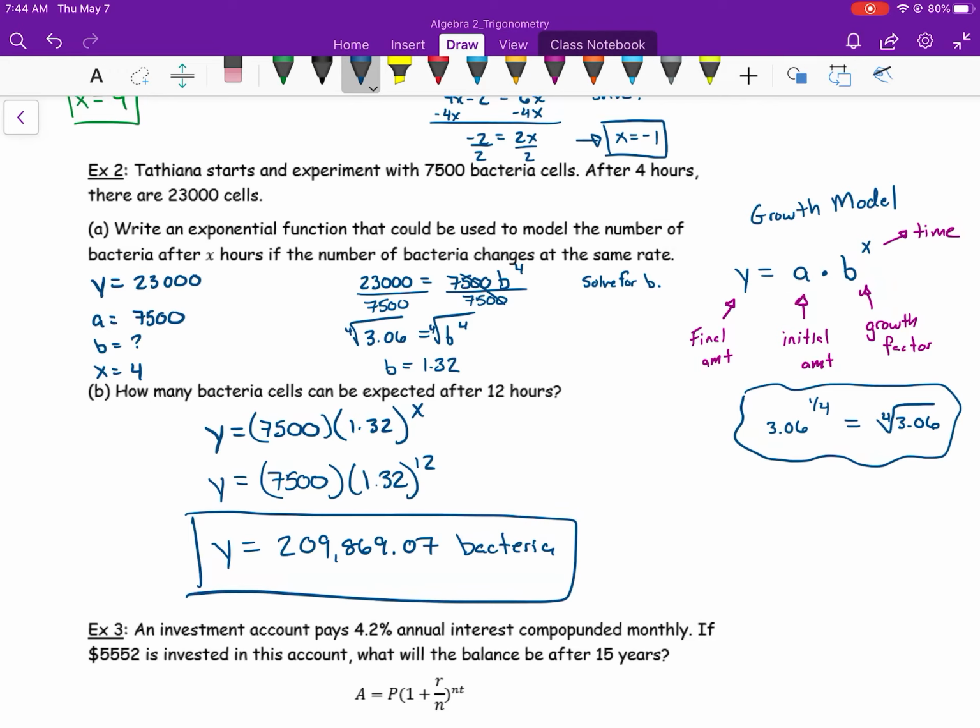Alright, so use your standard model, y equals a times b to the x. You have, over here on the right, what each piece means. And then you just solve for the missing piece, and then you just got to go back and plug in time.